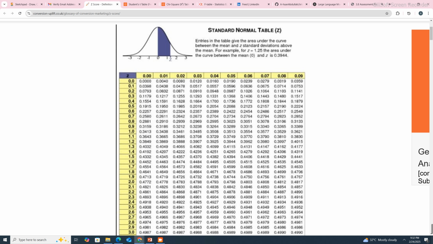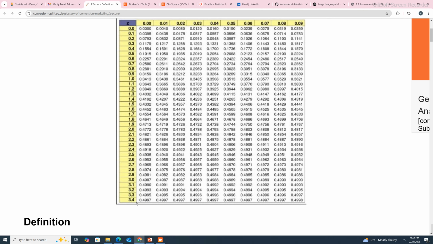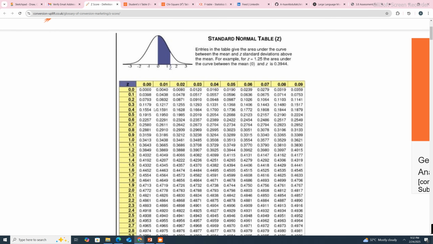So you see on this side here, we have the z values ranging from 0.0 down to 3.4, because the z distribution is very wide. So you have to look for 1.25. All you need to do is come to this side and look for 1.2. When you find 1.2, you come to the top side here and complete the remaining 0.05. Where 1.2 intersects with 0.05, that is where you pick.